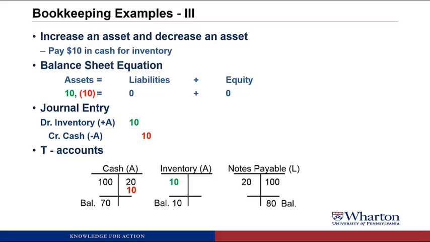We would put an inventory T account with a debit balance of 10. If we drew lines and added up the balances, we've got 70 in cash and 10 in inventory on the left-hand side, so that's 80 of assets. We have 80 of liabilities in the notes payable, no stockholders' equity, our balance sheet balances, and our debits equal our credits.